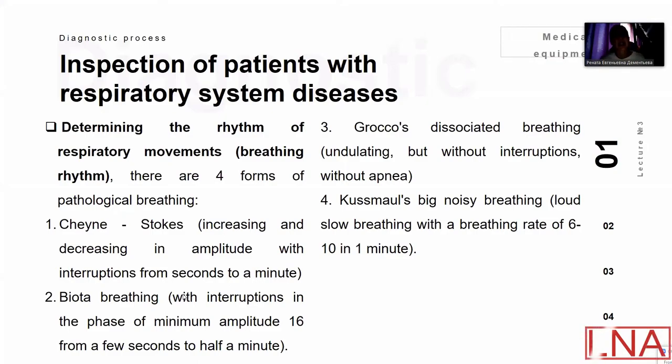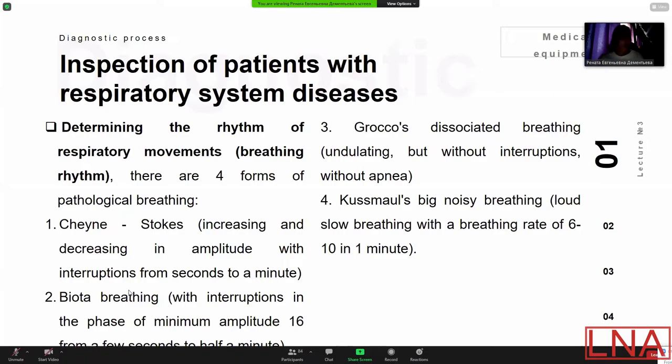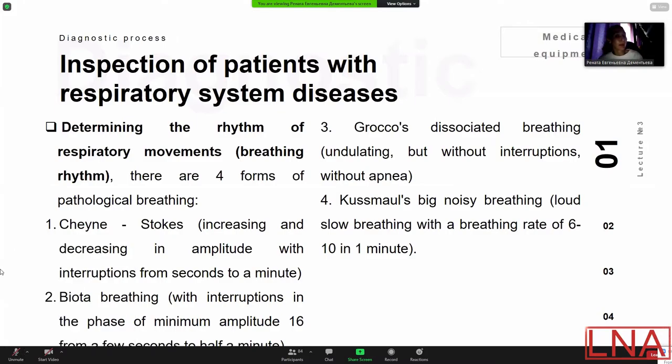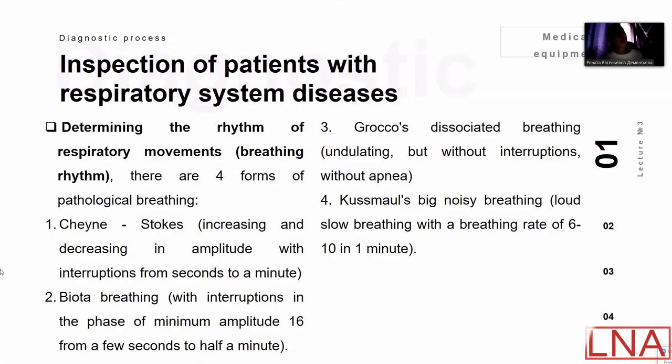Normally, in a healthy person, respiratory rate averages, by literature, from 16 to 20, but it depends on the size of our patient. If our patient is a sportsman, for example, the respiratory rate can be somewhat less. If our patient is a small girl, the respiratory rate can be closer to 20 or 21. By literature, 16 to 20 is normal; more than 20 is tachypnea, less than 16 is bradypnea.